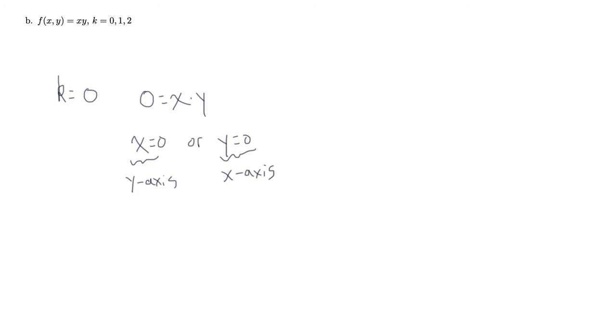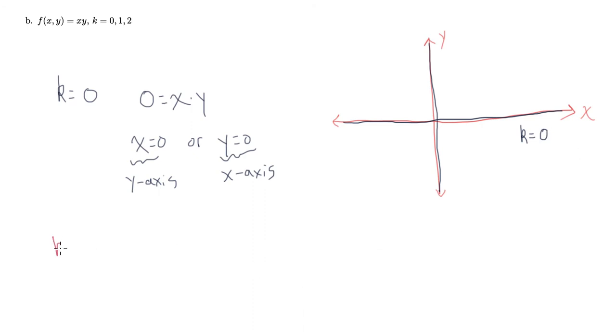So if I draw my coordinate axes, it's going to be a little weird. I'm actually just going to trace the two coordinate axes. And that's going to give me my level curve for k equaling 0. Okay, now let's say k is equal to 1.